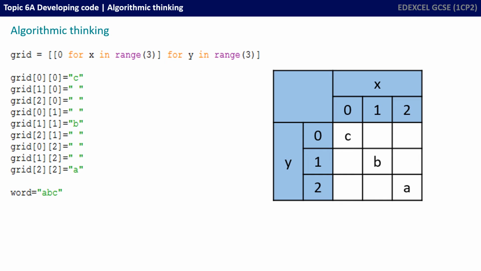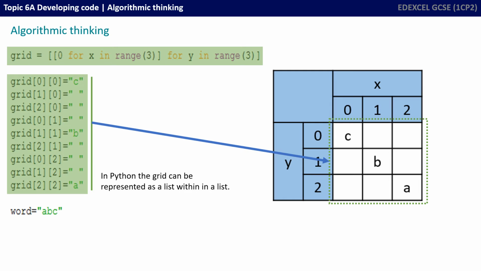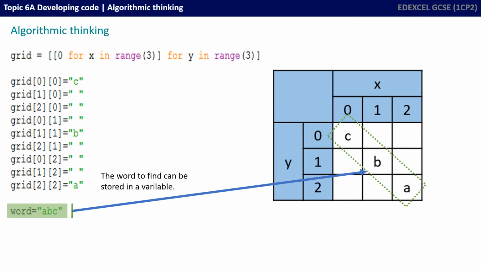Now, taking a problem decomposition and algorithmic thinking approach, we can think about how to store our data using the data structures provided by our programming language. Here, we're showing a Python example. Now, Python supports lists, and we can have lists inside lists, and then we can refer to a particular item in the list using its number. So it's a good fit for our problem. We can also store the word that we're going to be looking for in a variable.